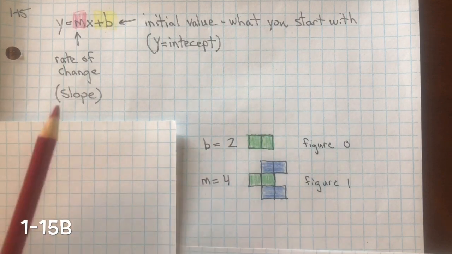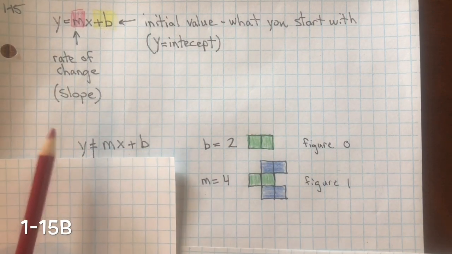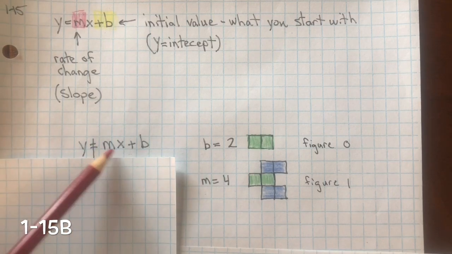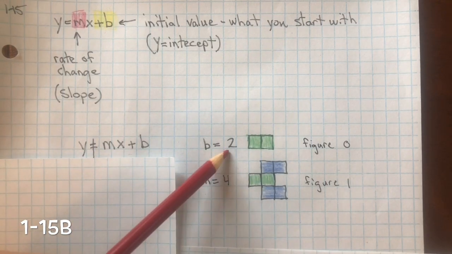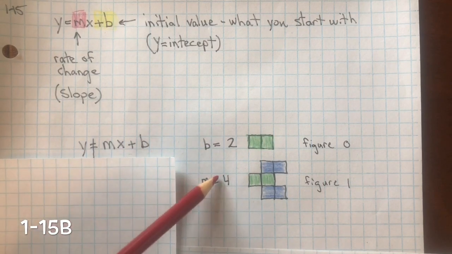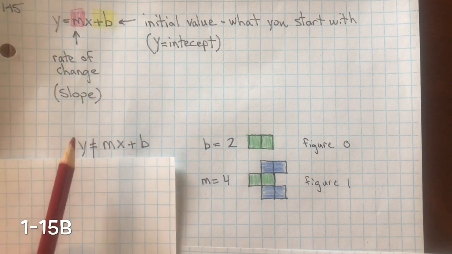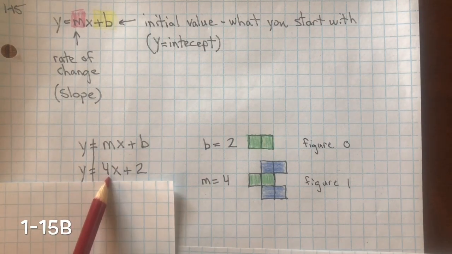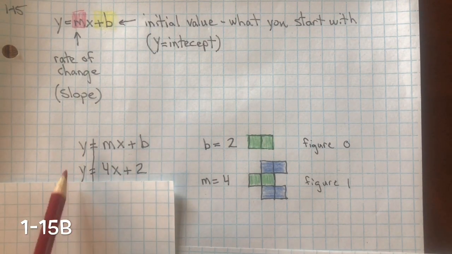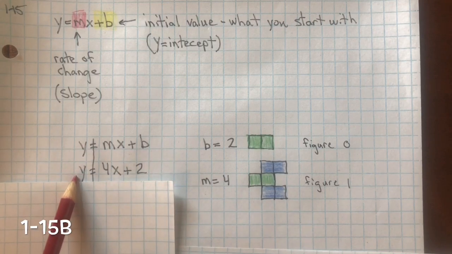M represents slope. So if we use slope-intercept form, we can plug those values in. 2 for the initial value, m for the rate of change. So here we have 4 and 2. And now we can use this equation to find any figure.